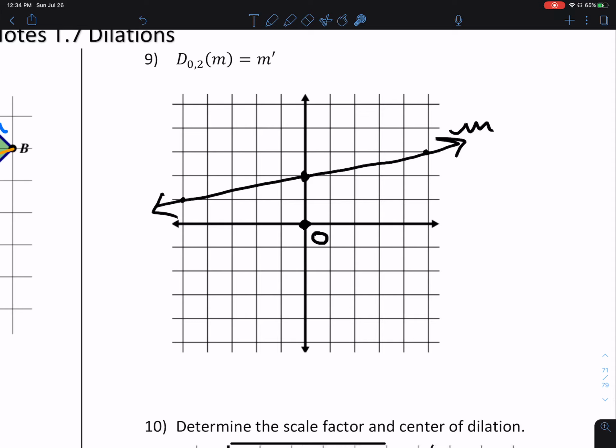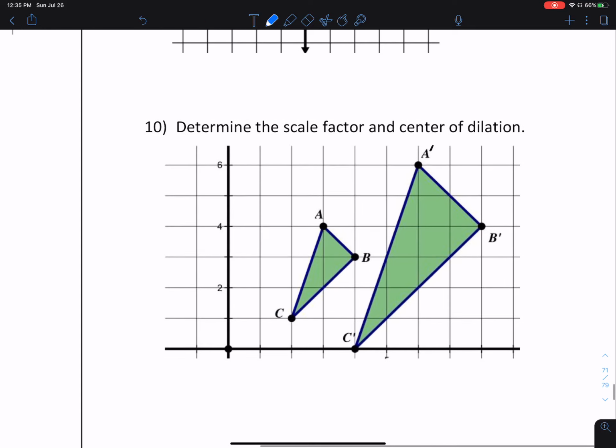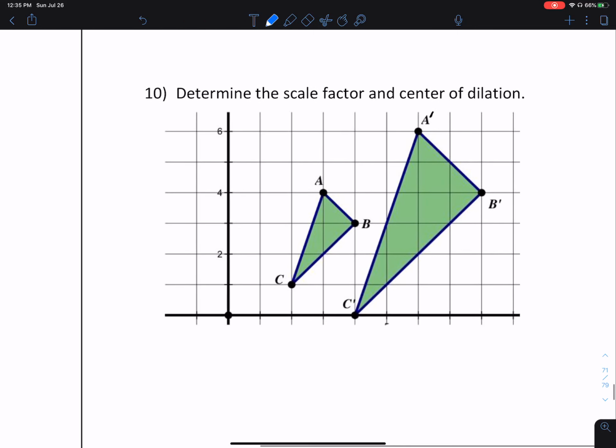Number 9, we're going to dilate line M about the origin by a scale factor of 2 to get M prime. So the slope is going to be the same. The slope is up 1 to the right, 1, 2, 3, 4, 5. The y-intercept here is 2. If we double that, it's going to be 4. And then the slope is 1/5. Same slope. The y-intercept changes.